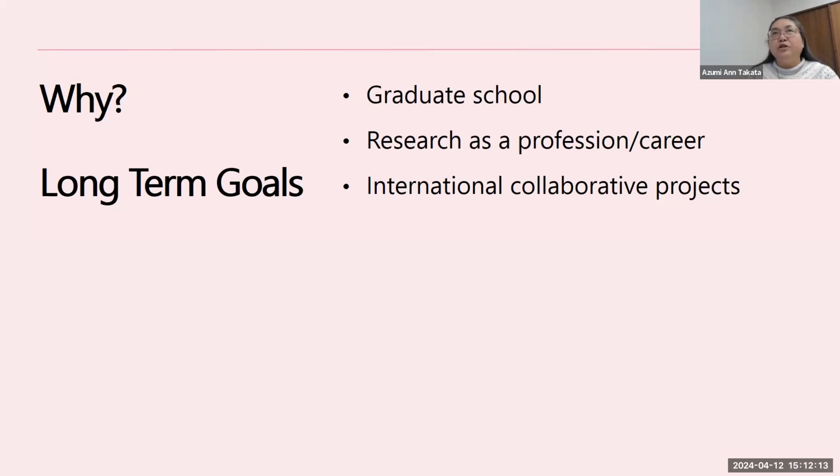So that's a good reason for wanting to do research. Even beyond graduate school, you might be thinking about research as a profession or a career, and this would be a good way to get real experience doing research and find out what it's like. Maybe you're interested in working on international collaborative projects, whether in pure academic research, or in a more practical, policy-oriented, problem-solving type collaborative project.